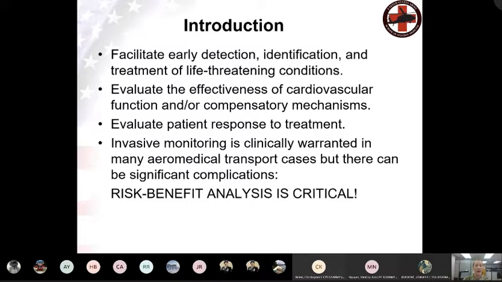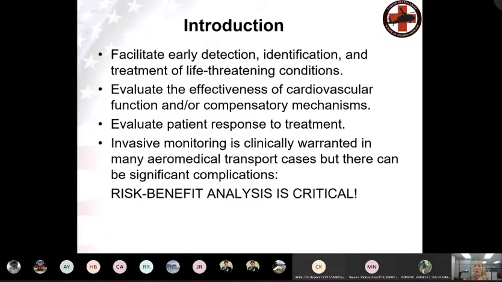Risk-benefit analysis is critical. I know you guys have heard of Murphy's Law before: if it can go wrong, it will go wrong. And so we need to have those conversations well in advance to make sure that we are ready to respond. Having said that, if our patient is sick enough to have any of these devices, chances are they're sick enough to want to keep the device in once it's placed.